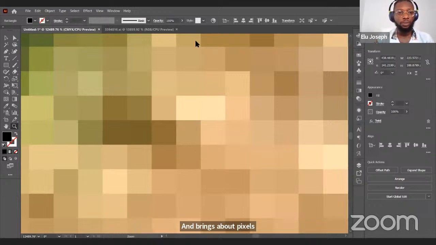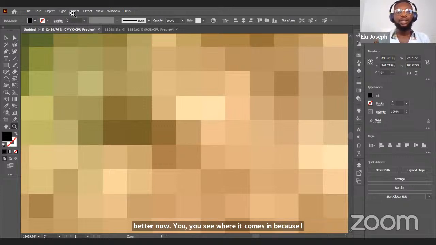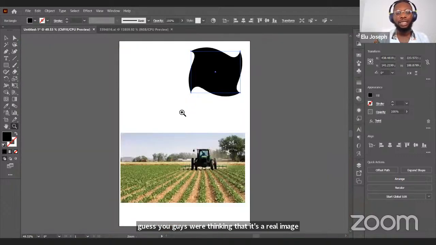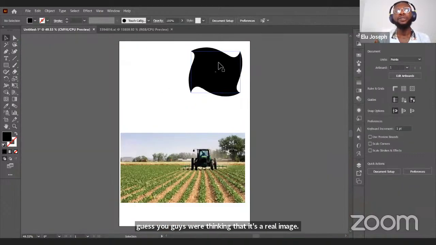So Busayo, I see. Olayemi said I can understand form better now. You see where it comes in, because I guess you guys were thinking that it's a real image. It's not a real image. Form plays a part in a flat image.